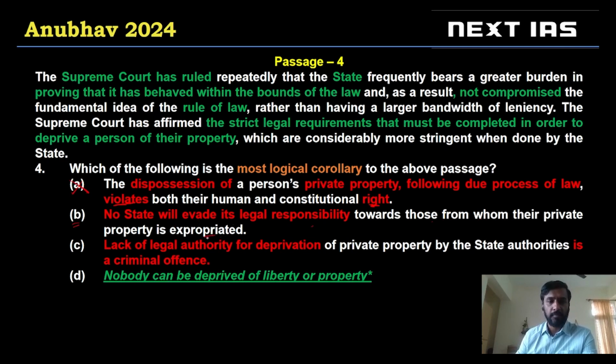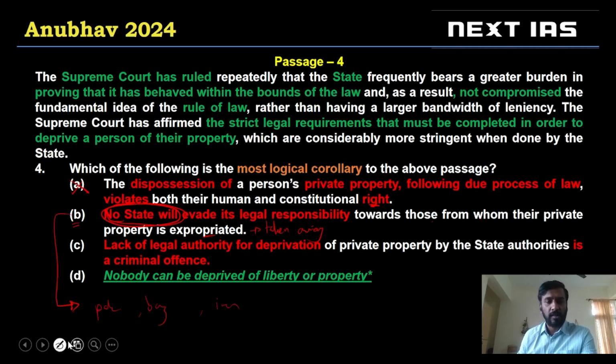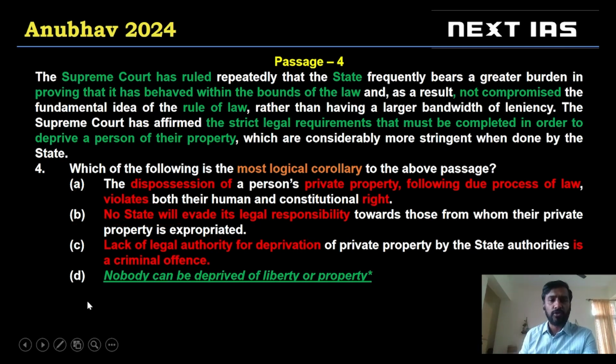Option B, no state will evade its legal responsibility towards those from whom their private property is expropriated. Expropriated is just taken away. All right. Now, no state will evade is very strong because this means not just India, but any state, right? Pakistan, Bangladesh, any other state, right? Iran, whether they have what the world generally will call rule of law or not, no state will evade. So this is very extreme. We're just discussing all countries in general.